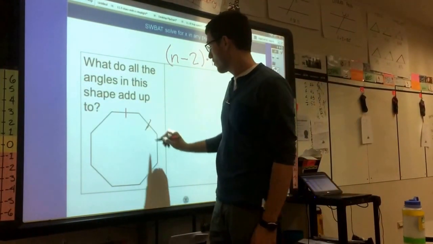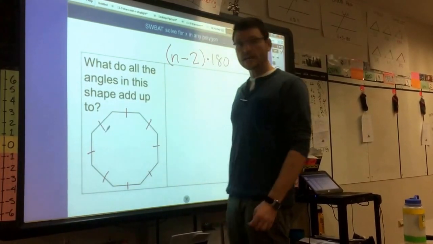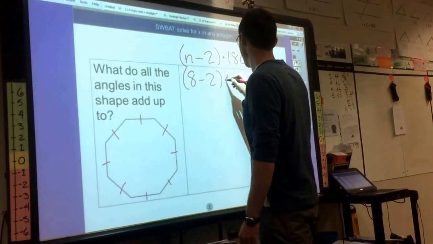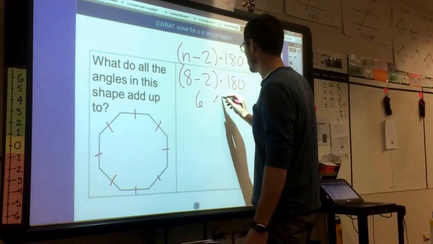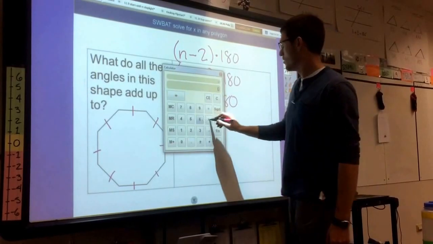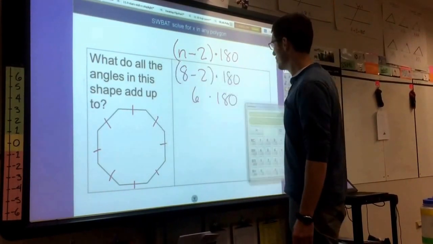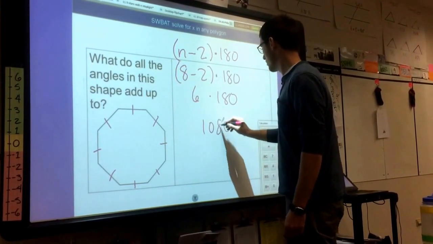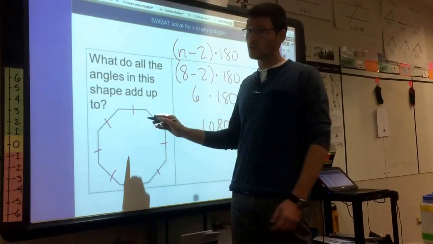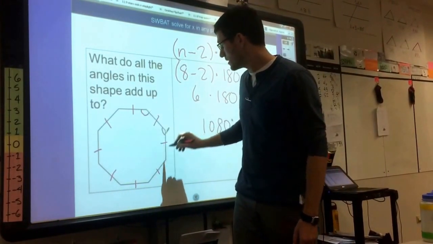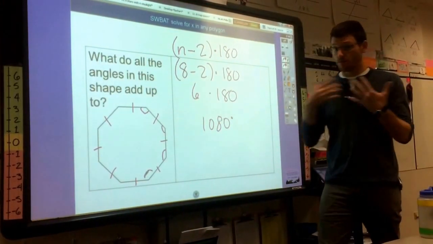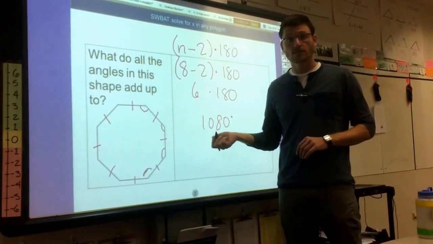So I'm going to go around. There are 8 sides on this shape, so all I have to do is plug in the number 8 for n. 8 minus 2 is just 6. 6 times 180, and we get 1,080. And remember, that's not just one of these angles. That's this angle plus this angle, plus this angle, plus this angle, all the way around our shape. So even though this number seems big, it actually makes sense for our answer here.